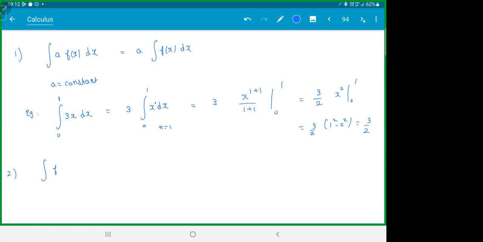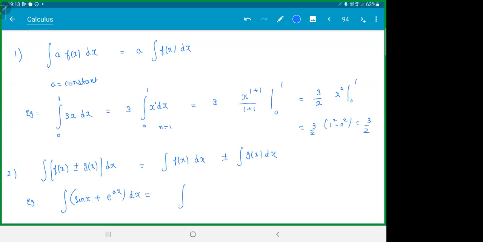Second one, if you have a function f of x plus or minus g of x dx, if you're adding 2 functions, you can just split them into individual functions: integral f of x dx plus or minus integral g of x dx. Example, if you have to integrate something like sin x plus e power ax dx, you can just simply integrate sin x separately and e power ax separately and just add them.